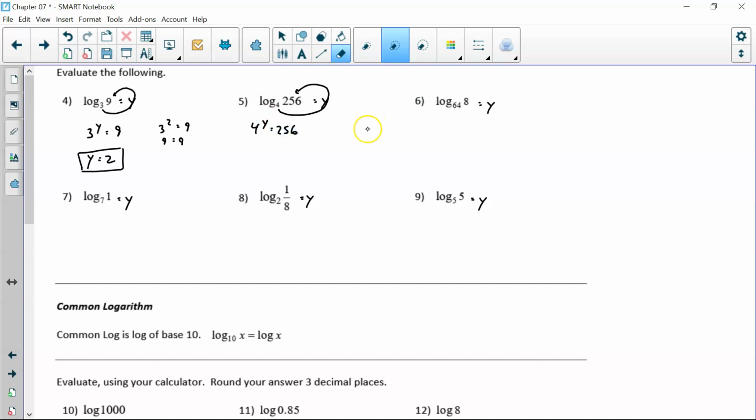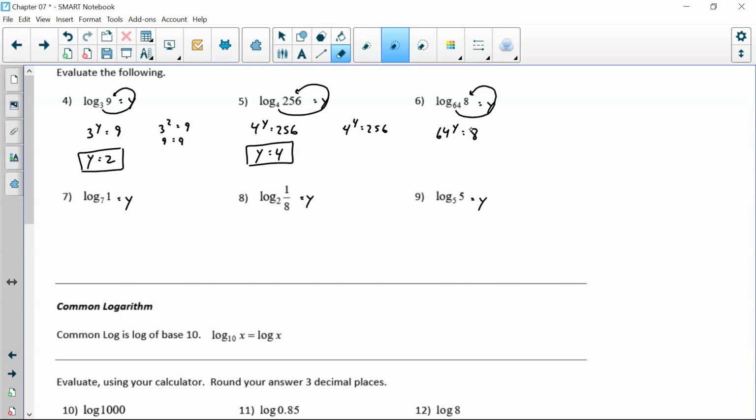So here we would do 4 to the y equals 256. So you can do a little guess and check. 4 to the fourth equals 256. So that means that y equals 4. That's the missing exponent. Log base 64 of 8 equals y. So 64 to the power of y equals 8.